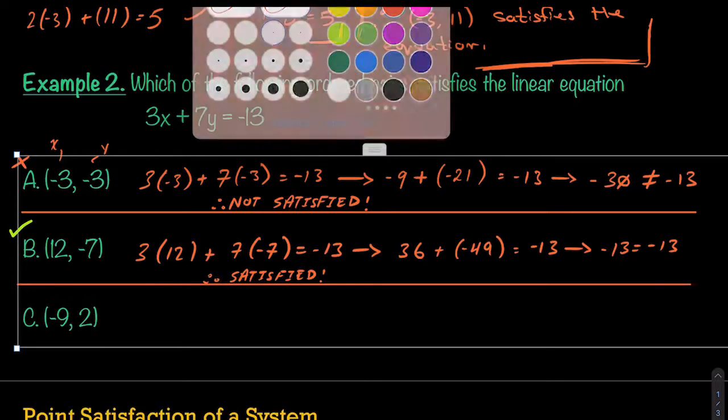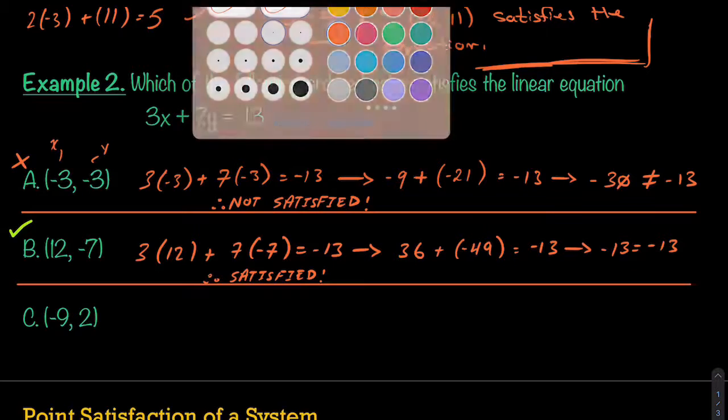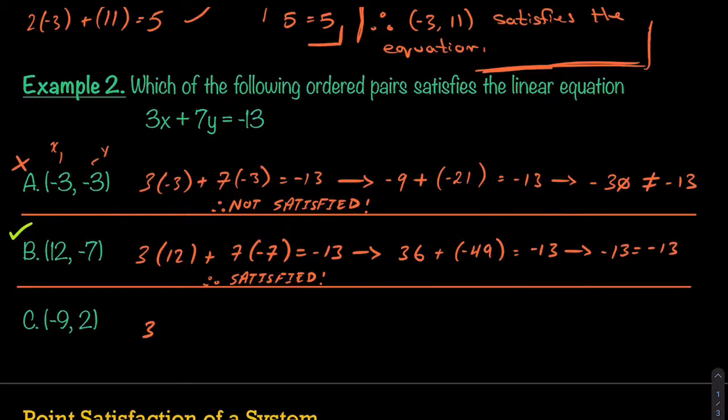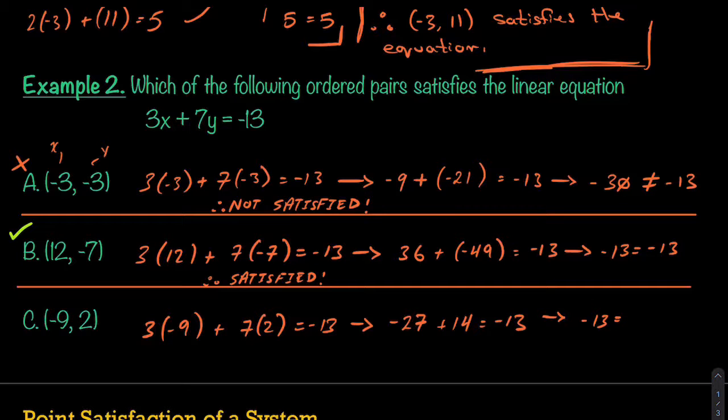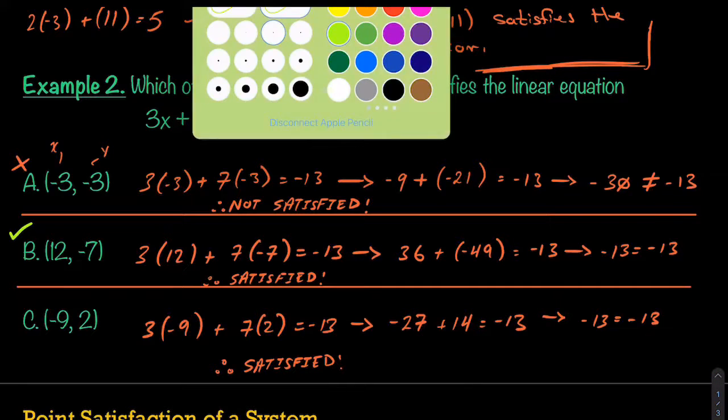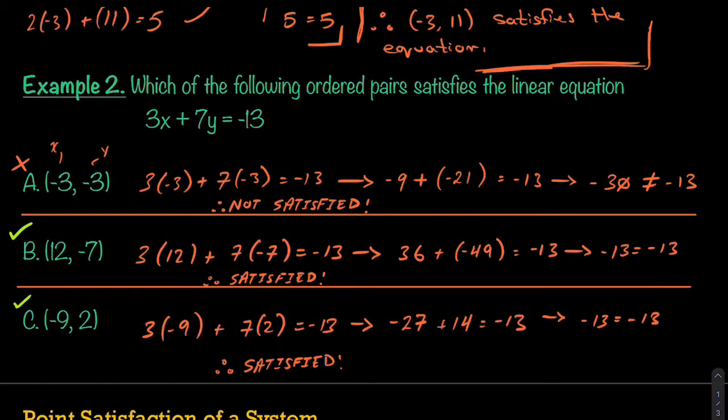And we got one more that we can check here, right? Let's get back to my original color. Same thing. So 3 times negative 9 plus 7 times 2 equals negative 13. Let's check. 3 times negative 9 is negative 27. 7 times 2 is 14 equals negative 13. Well, hey, yes, negative 13 equals negative 13 if you plug this in. Therefore, satisfied, right? And we're all happy. We'll give that one a check mark.